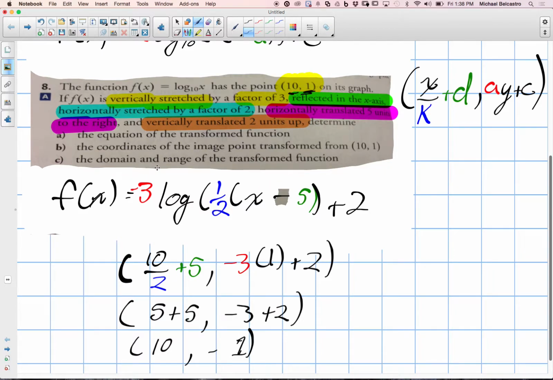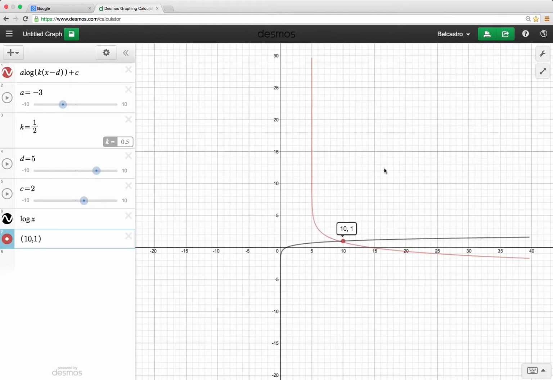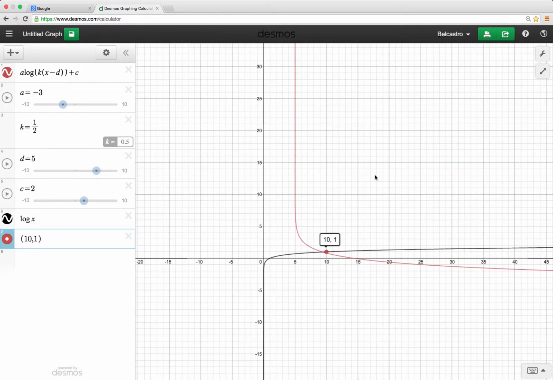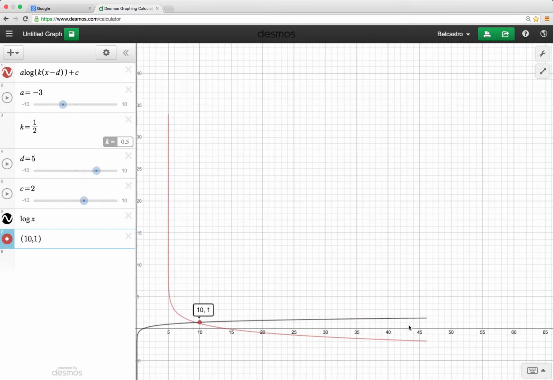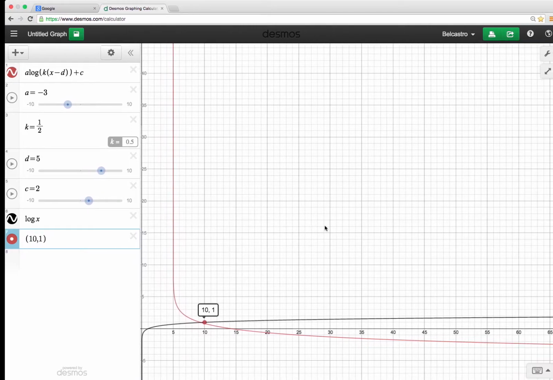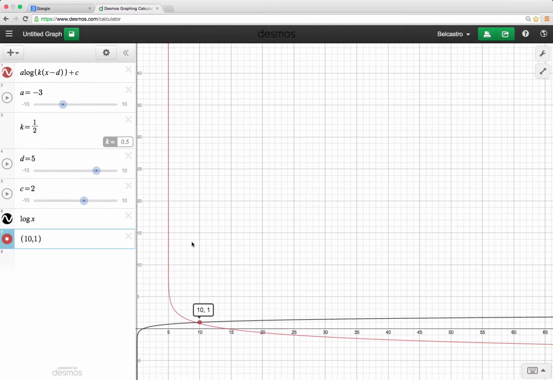And then the domain and range. Let's go take a look at our new function here. So the red one is our new function. What is the range of this function? Who wants to take a guess? Yes, it is. It's a function that will go up and down forever. Though it really doesn't look like it here, it's definitely going all the way up and down forever. How about our domain? Yes. x is an element of the reals when x is greater than 5. That's right. We have a vertical asymptote at the number 5 with this function.